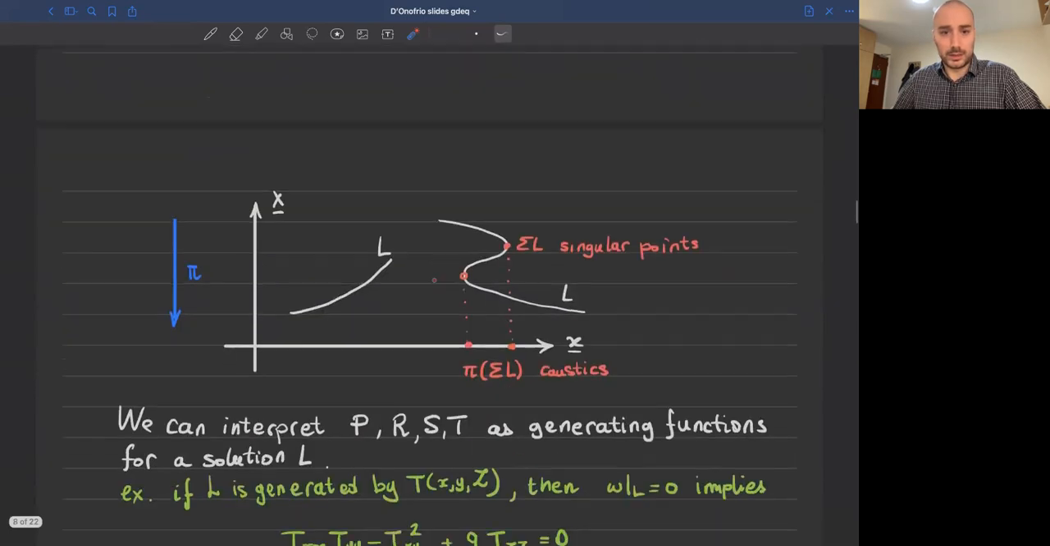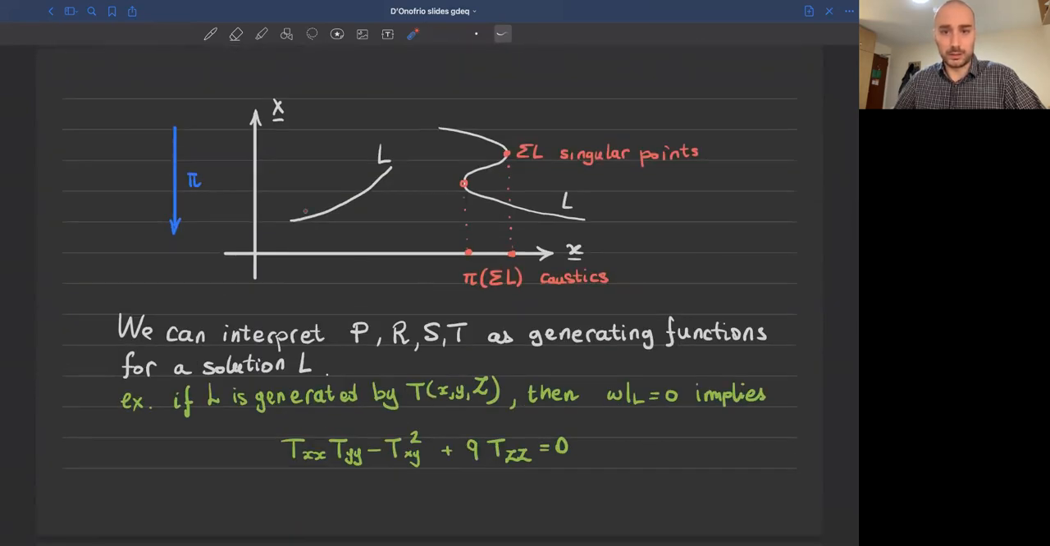So this takes us to this important distinction. We speak about classical solutions. Classical solutions are those which can be projected nicely to the physical base space. And this is equivalent to saying that there exists a function such that L is the graph of the gradient of that function, right? This is very much the same thing.